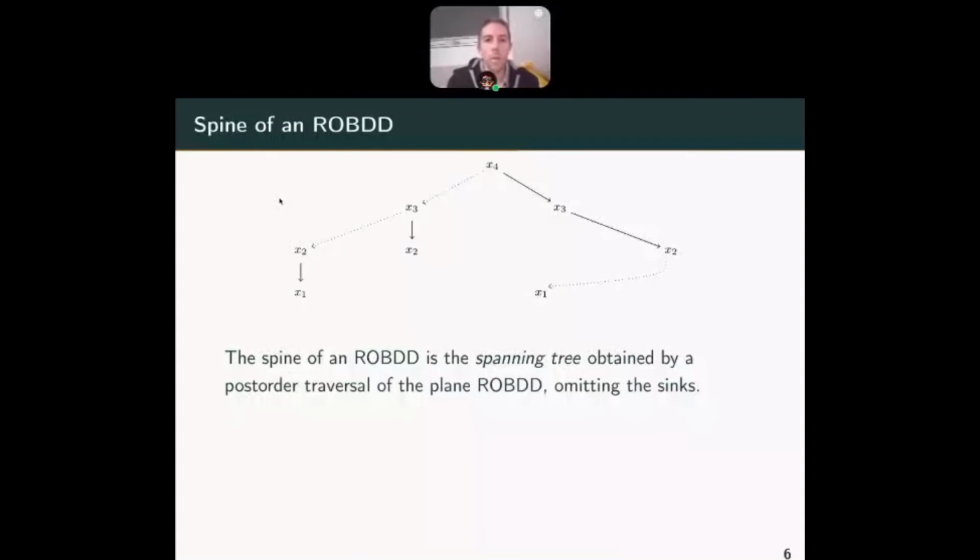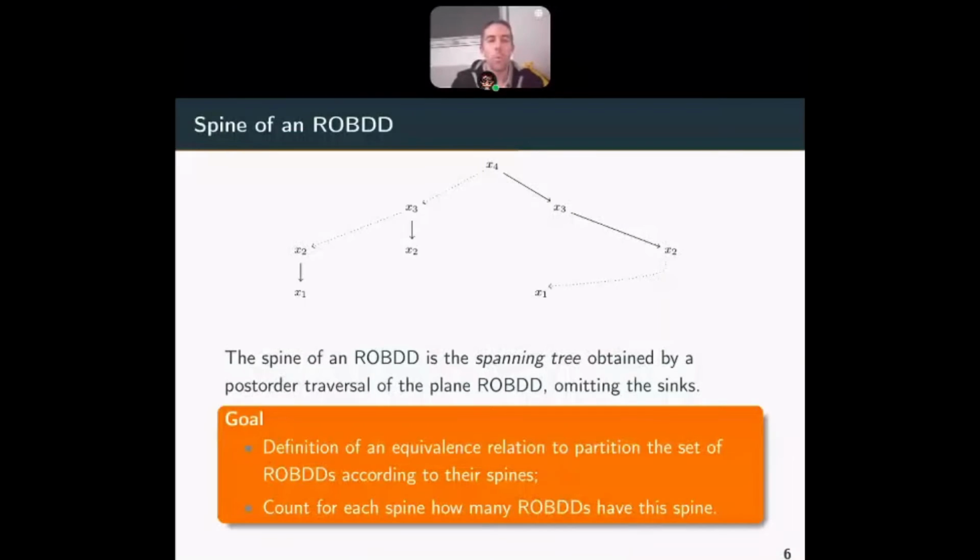And my goal is to define an equivalence relation for ROBDDs according to their spines. Okay, and if I am able to do this, if I am able also to count how many functions are related to a given spine, I will be able to enumerate the functions according to their spines, and we are able to do this.